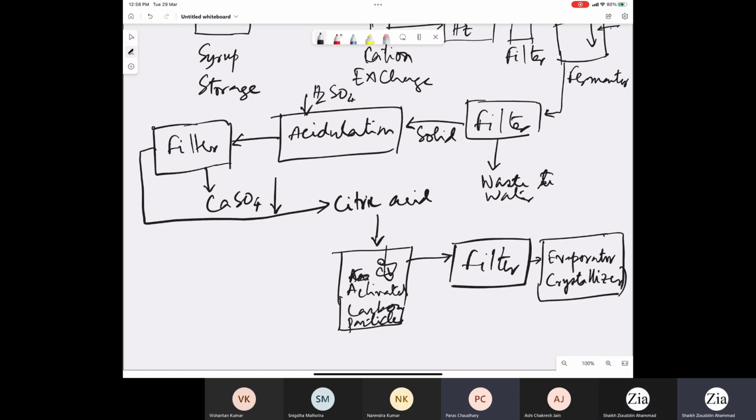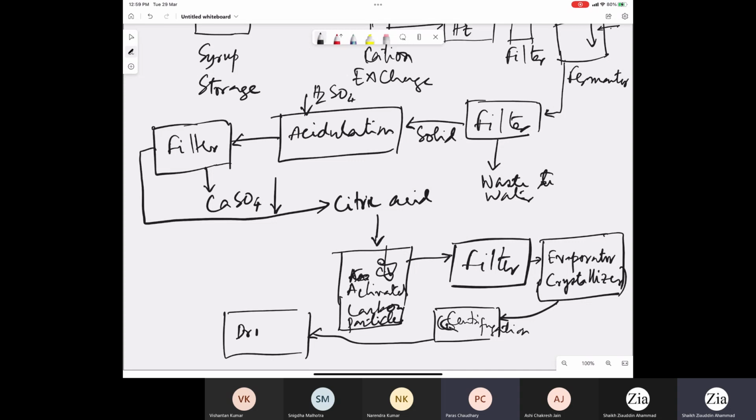Evaporator crystallizer, and then if you still have residual amount of liquid there, then you can go for further centrifugation. And finally, after centrifugation, you put it in a dryer. And then you go for storage. So that is all about your production of citric acid.